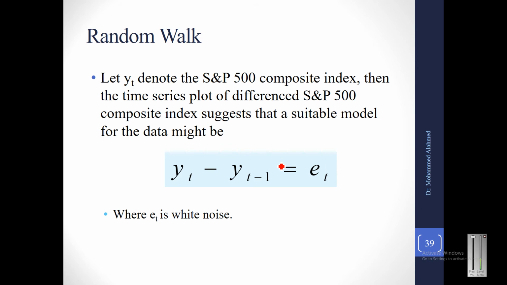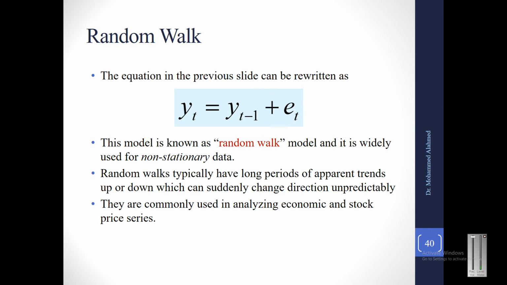So let Yt denote the S&P 500 composite index, the example we were seeing in the previous class. Then the time series plot of the differenced S&P composite index suggests that a suitable model for the data will be Yt minus Yt minus 1. As we saw in the previous case, this differencing led us to a stationary data series, right? Subtracting the current series minus the lagged version of it, the difference of these two basically leads to an error. We term it white noise. We will see more in the next slides.